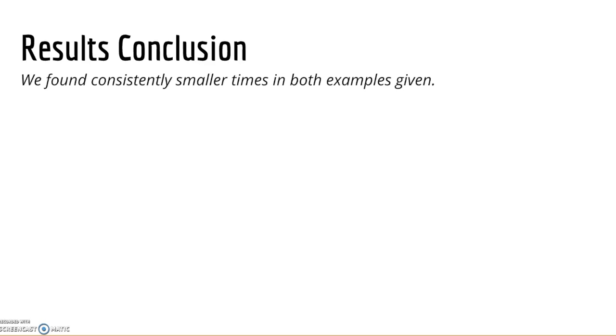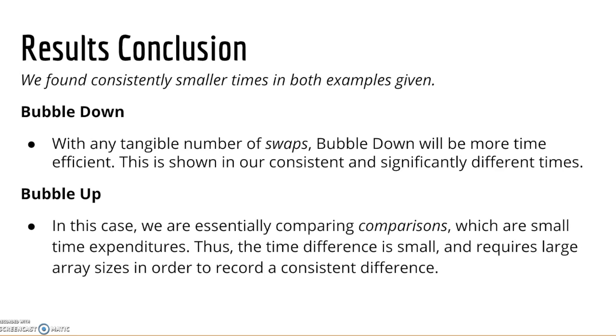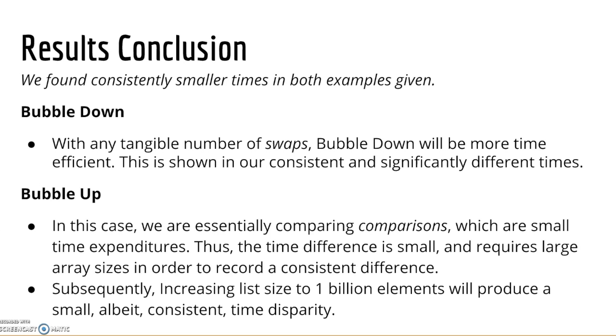Lastly, we found consistent differences in our timed executions. With any significant number of swaps, bubble down would become more efficient. When there are no swaps, only comparisons remain. These are small time expenditures. In order to record consistent differences, the array size must be very large. When using a size of 1 billion, the resulting execution time differences will be small but consistent.